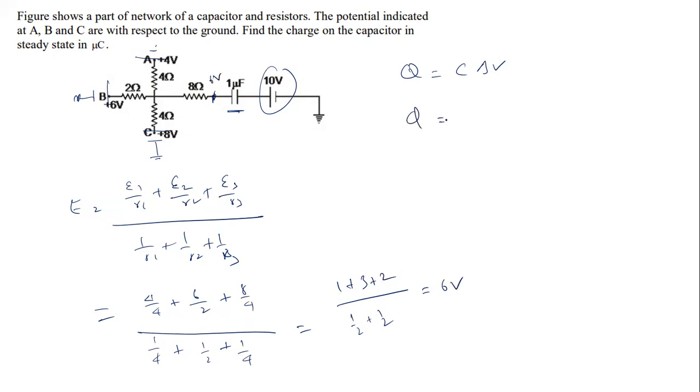Q is equal to C, 1 into 10 power minus 6, into the difference in potential, 10 minus 6. 1 into 10 power minus 6 into 4. So 4 into 10 power minus 6. So the answer is 4.